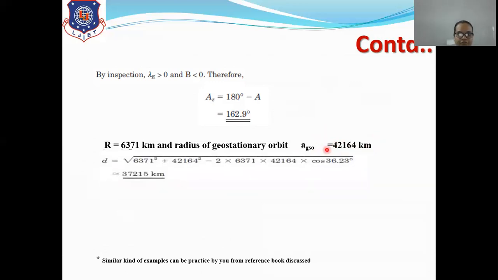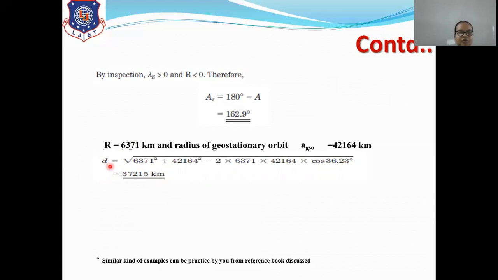Clear? Now, this is the equation of d which we have taken from the last session, which is R square plus AGSO square minus 2 into R into AGSO into cos small b. Small b we have taken from the value calculated previously. Substitute these values and calculate d, which is equal to 37,215 kilometers. Now, make sure that the d value lies between 36,000 and 42,000, as it is the range from Earth station to satellite. Clear? So it will not be smaller than 36,000 kilometers.